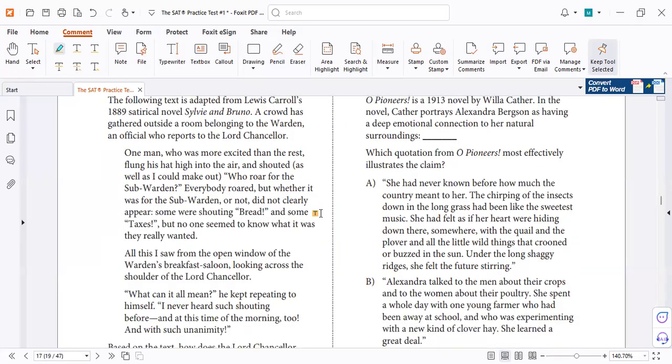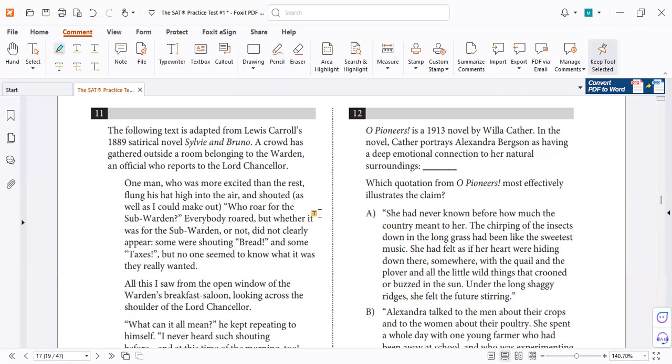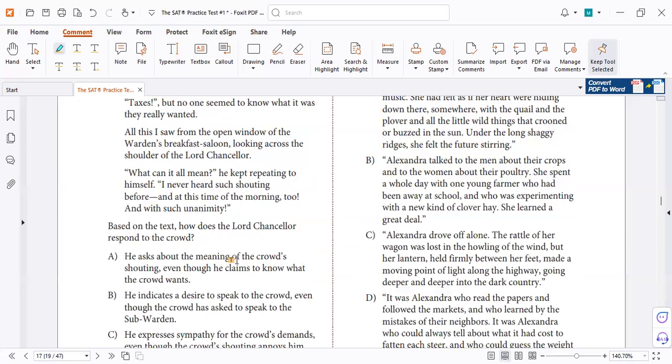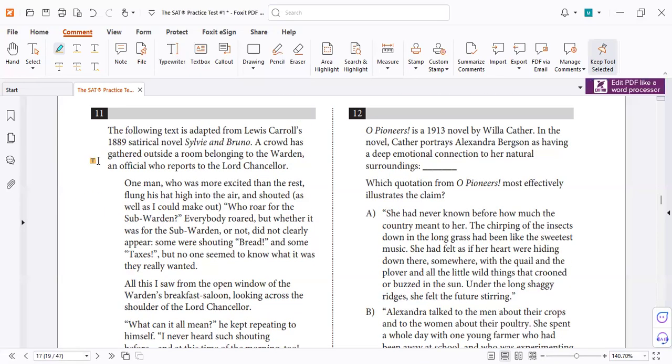Enjoy poems. Number 11. What's yours? C. Letter C, wrong. Come on, let's read. The question: how does Lord the Chancellor respond to the crowd? So we need his response only. Okay.